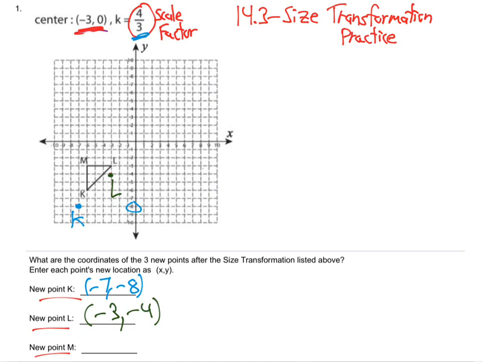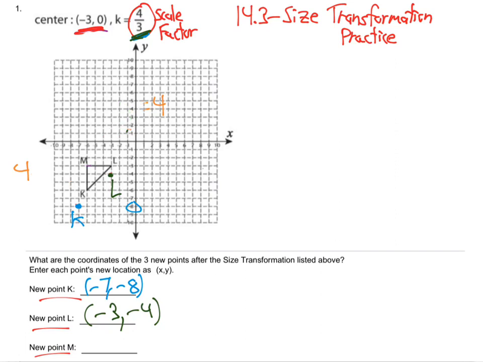So to find the new M from the center again, which is right here, minus 3, 0. To get to M, you got to go 1, 2, 3 left, and 1, 2, 3 down. But we're going to take each of those numbers times 4/3, because that's our scale factor. We're multiplying everything by 4/3. So put this over 1, cross cancel, this is 4. Put this over 1, cross cancel, this is also 4. So the 3, 3 becomes 4, 4 when we multiply it.